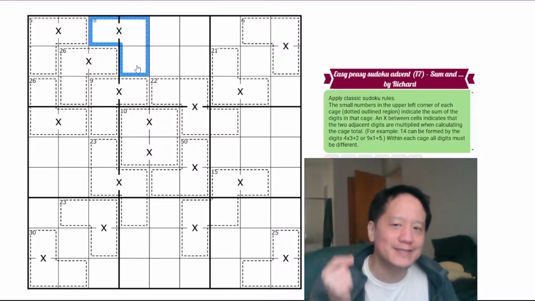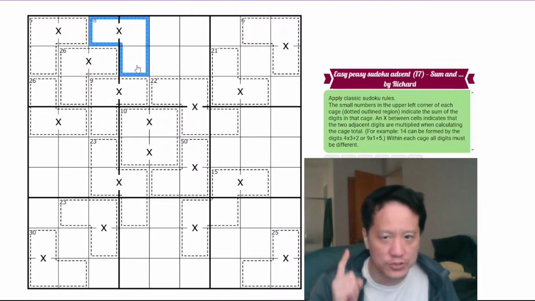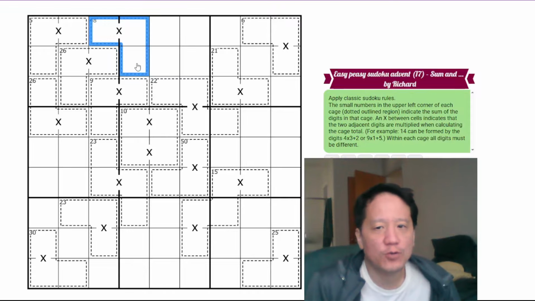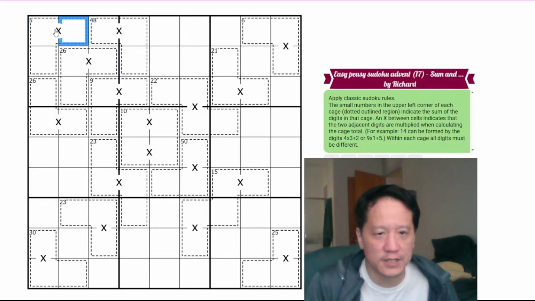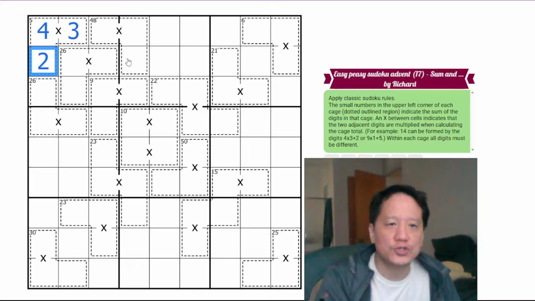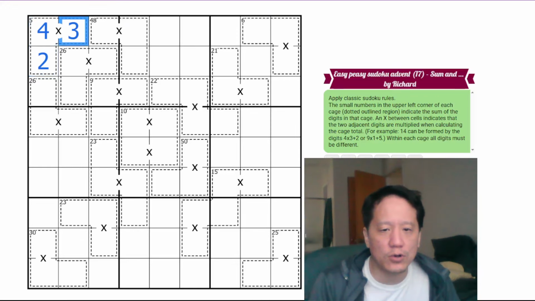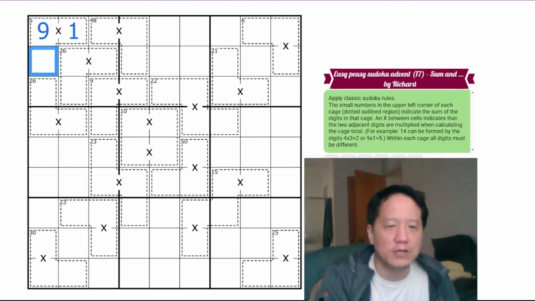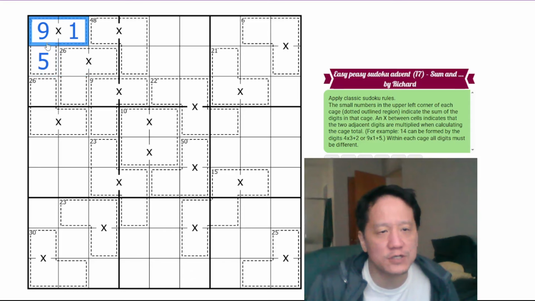An X between cells indicates that the two adjacent digits are multiplied when calculating the cage total. For example, 14 can be formed by the digits... So assume this was a 14 in the upper left-hand corner here. You could have 4 times 3 plus 2 to add up to 14, or you could have something like 9 times 1 plus 5, which adds up to 14 also. Because 4 times 3 is 12 plus 2 is 14, and 9 times 1 is 9 plus 5 is 14.